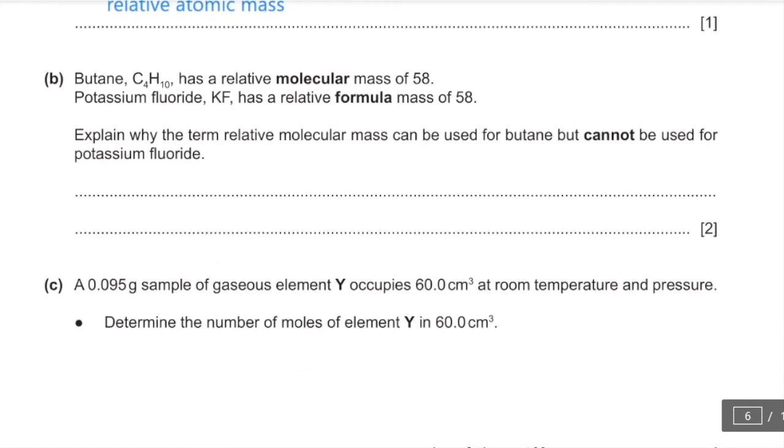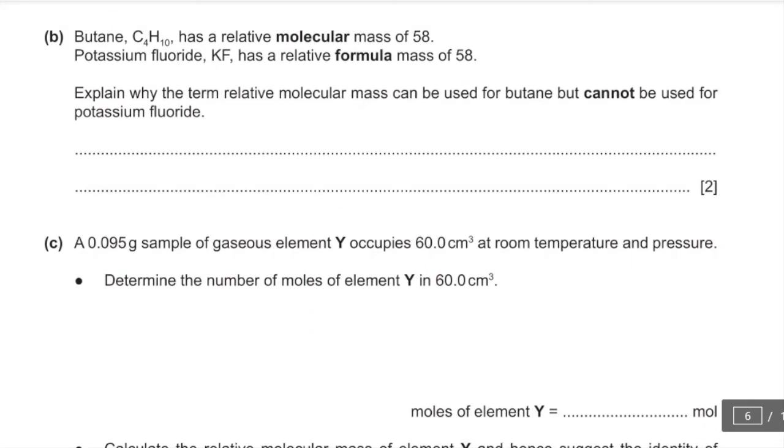B. Butane has a molecular mass of 58. Potassium fluoride has a relative formula mass of 58. Explain why the term relative molecular mass can be used for butane but cannot be used for potassium fluoride. Right, so molecular mass is used for the molecules which are formed by covalent bonding or are covalent molecules. However, relative formula mass is used for the compounds which are made up of ions, which, as you can see over here, this compound has the potassium ions and fluoride ions, but this one over here is a covalent compound, and so it is defined by molecular mass.